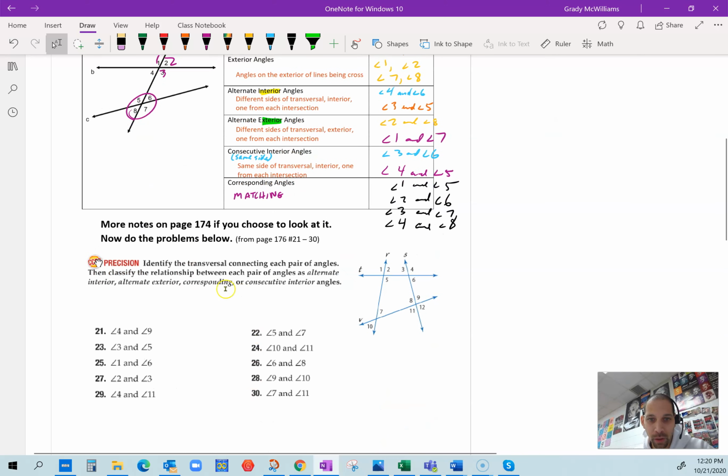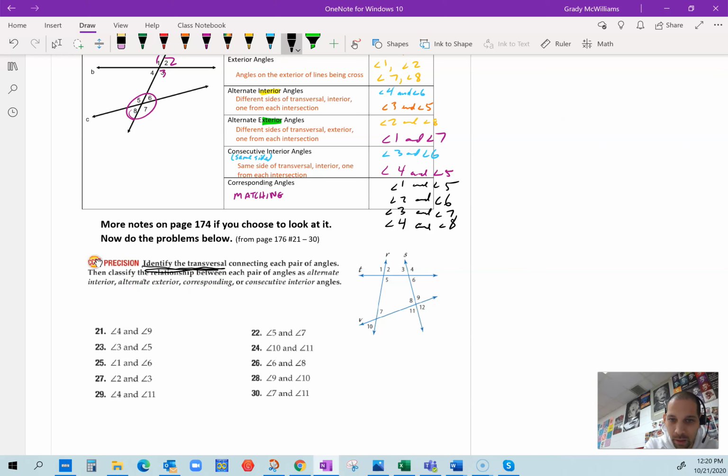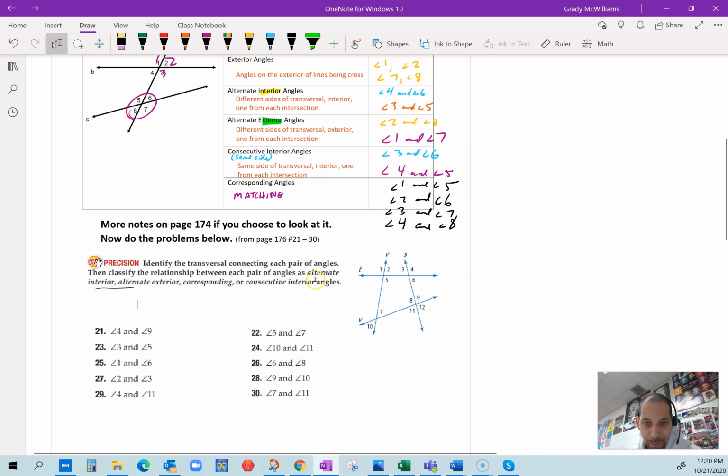Now I'm going to have you work on the bottom part here, on your own. Please don't forget to actually do what it says: identify the transversal, and then talk about what kind of angle each pair of angles is. All right, that's all I got for you. Thanks.